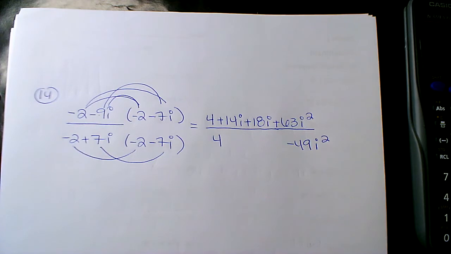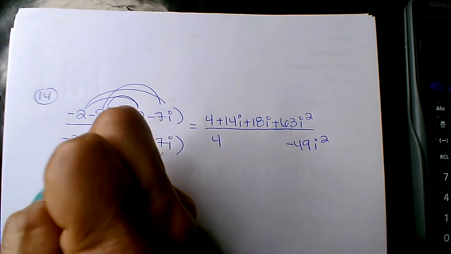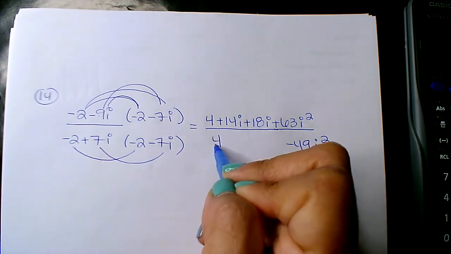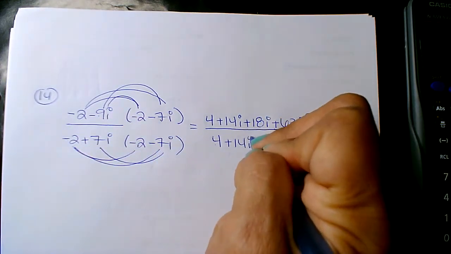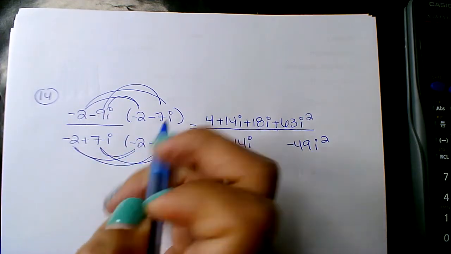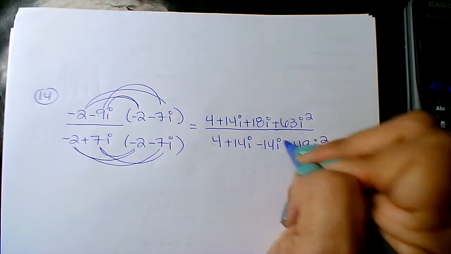So, if you were to go -2 times -2 is +4, +7i times -7i is -49i squared, which will then turn into a +49, and you'll get 53 as your denominator. Yes, but I'll still do the other two terms if you're not buying into that yet. So -2 times -2 is +4. -2 times -7 is +14i. +7 times -2 is -14i.